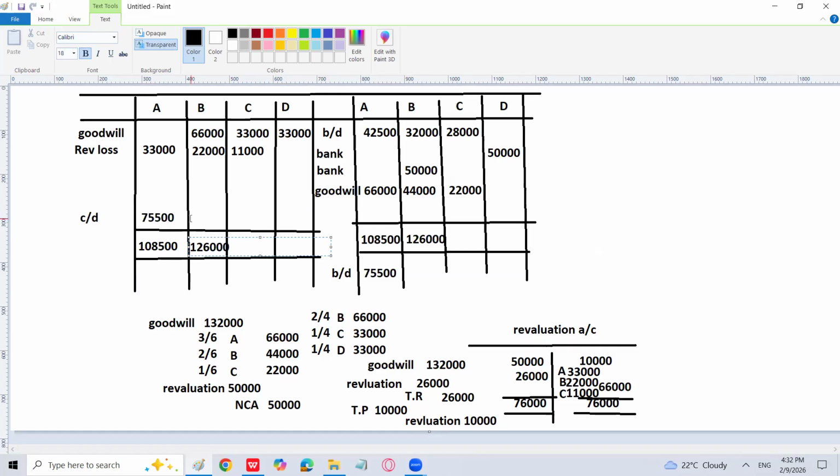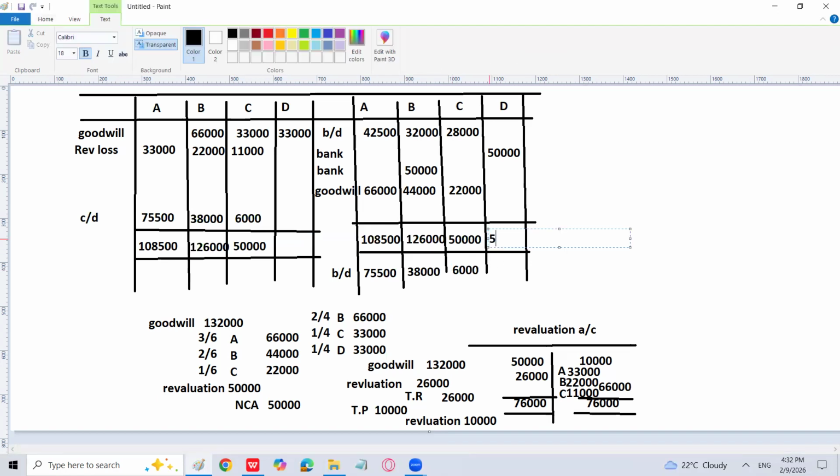And the difference, minus 88,000, we will get the carried down 38,000. And this will become the brought down of the next 6 months. Then total for C is going to be 50,000. I will write total over here also 50,000 minus 44,000. So the carried down is going to be 6,000, right? And this will become the brought down for Clive for the next 6 months.